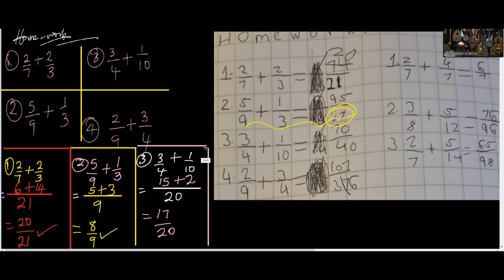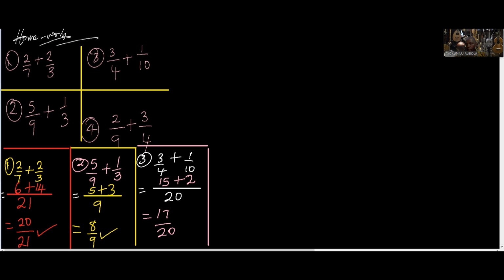So let me see. The next one, which is the last one we're looking at, let me remove this so that you've been able to see the correction and how it works. So number 4. Let me divide this page again. Number 4. We have 2 over 9 plus 3 over 4. Now, the first question we ask ourselves is whether they are the same denominators. Are they the same?